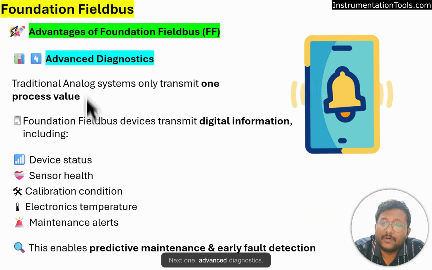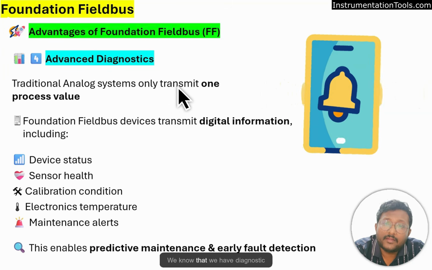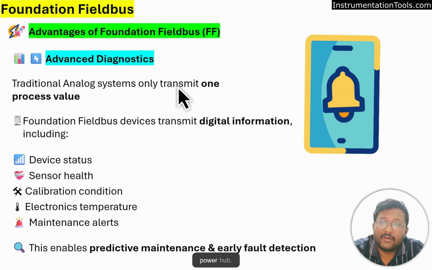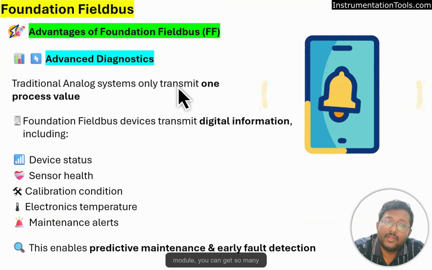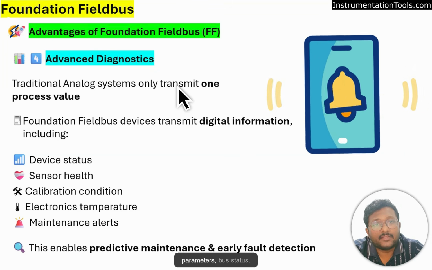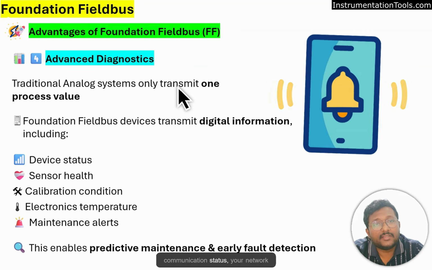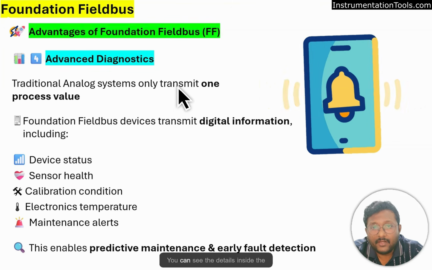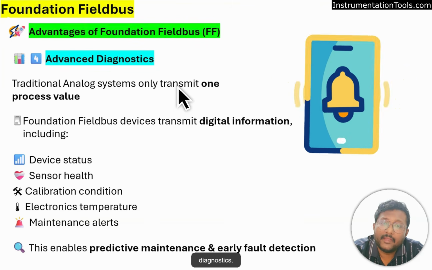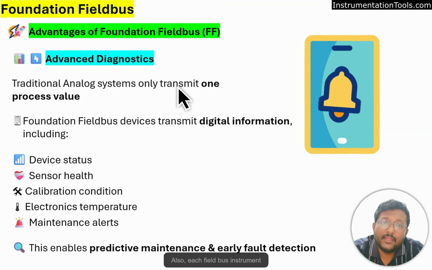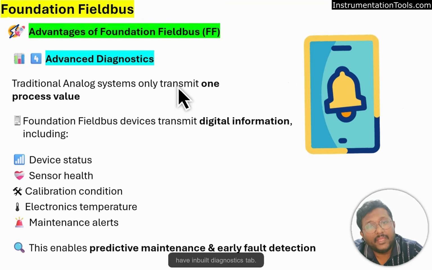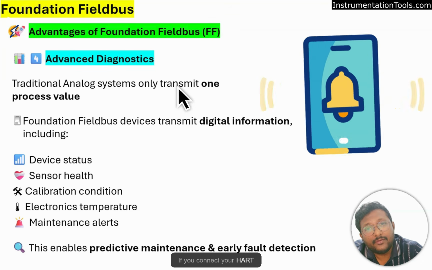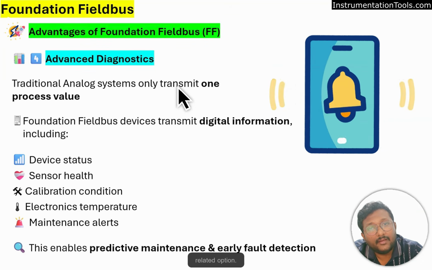Next one, advanced diagnostics. We know that we have a diagnostic module available on the Fieldbus Power Hub. With the help of the diagnostic module, you can get many parameters: bus status, communication status, network status, noise, and other errors. You can see the details inside the diagnostics. Also, each Fieldbus instrument has an inbuilt diagnostics tab. If you connect your HART communicator, you can find the diagnostics related options.